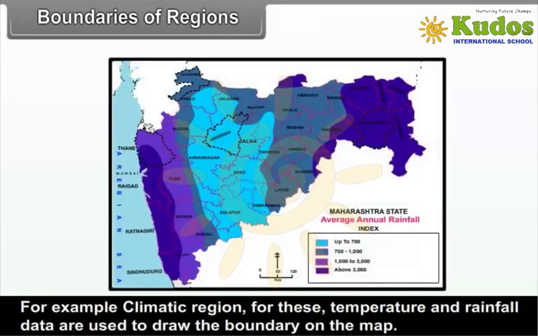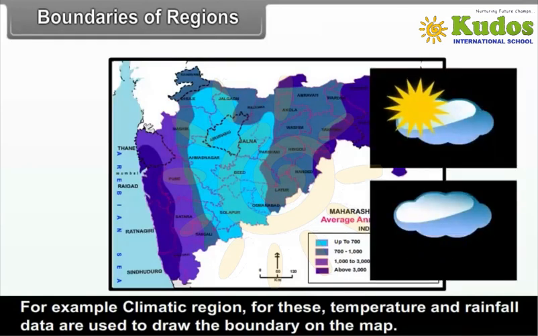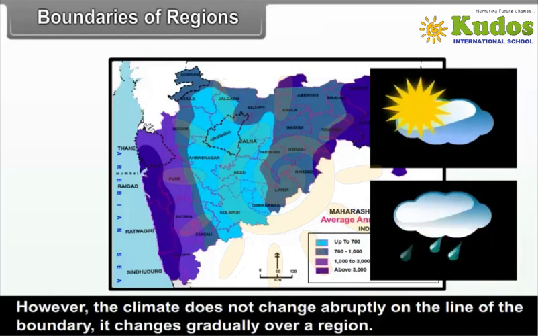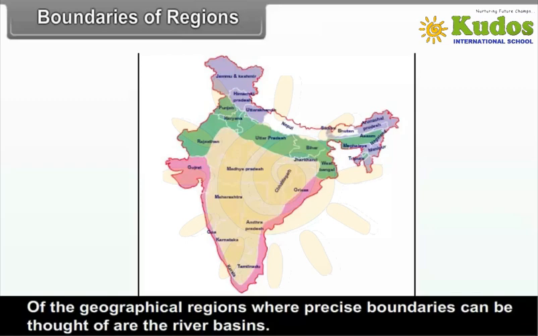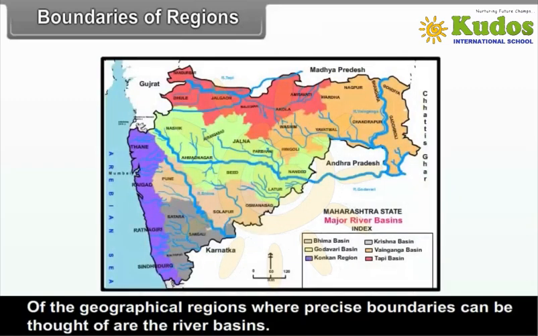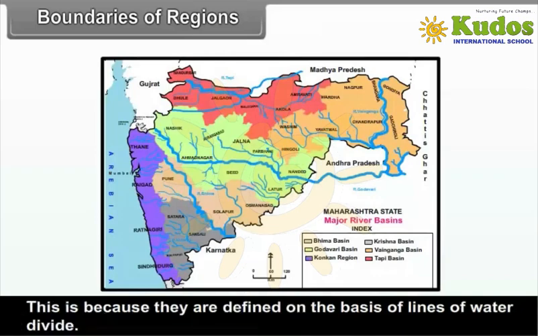For example, climatic regions. For these, temperature and rainfall data are used to draw the boundary on the map. However, the climate does not change abruptly on the line of the boundary. It changes gradually over a region. For most of the geographical regions, boundaries are drawn only on maps, never on the ground. Of the geographical regions, those where precise boundaries can be thought of are the river basins. This is because they are defined on the basis of lines of water divide.